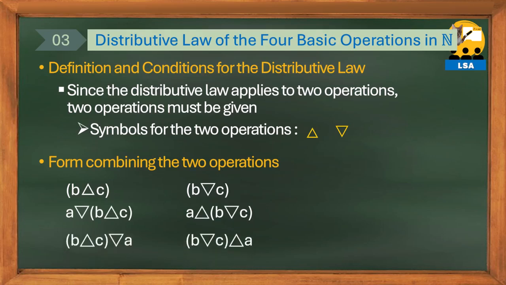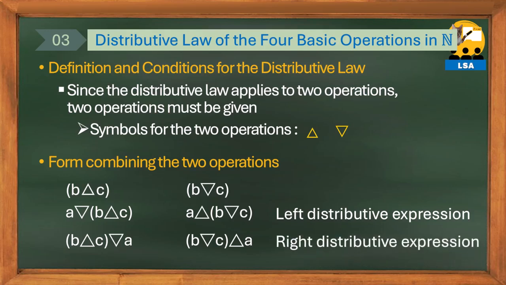These are the cases of performing the first operation's result on the remaining operation and performing the remaining operation on the first operation's result. Depending on the position of the second operation, it is divided into a left distributive expression and a right distributive expression. If the commutative law holds in the second operation, the left distributive expression and the right distributive expression become the same expression. You understand, right?